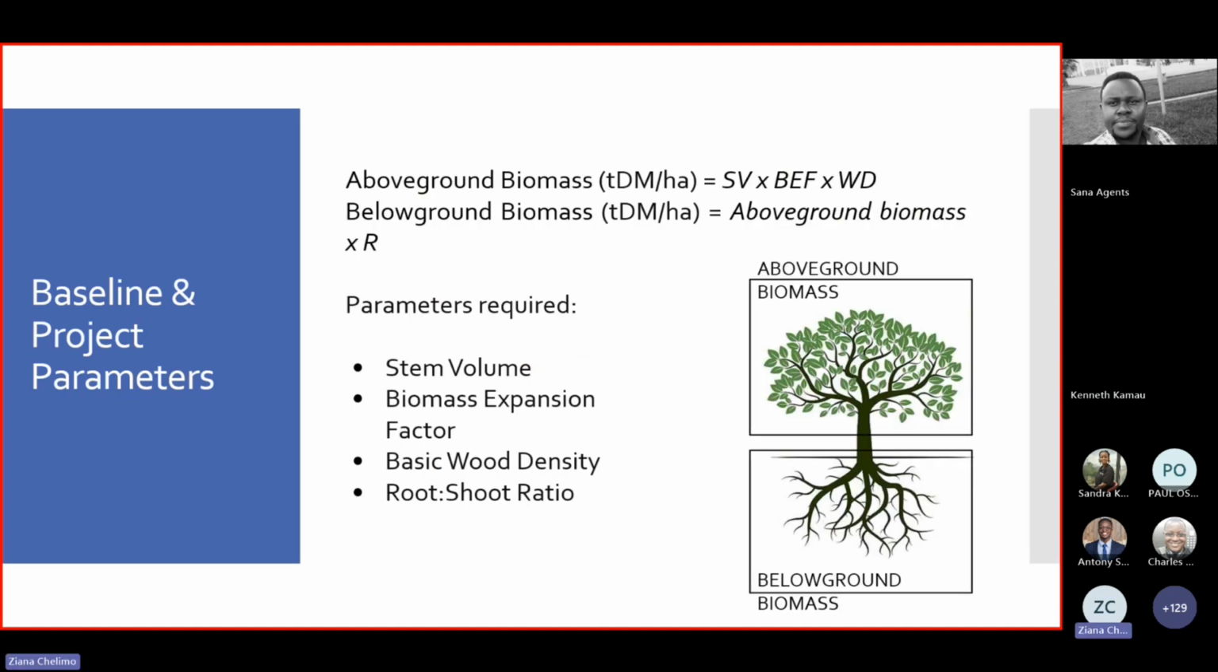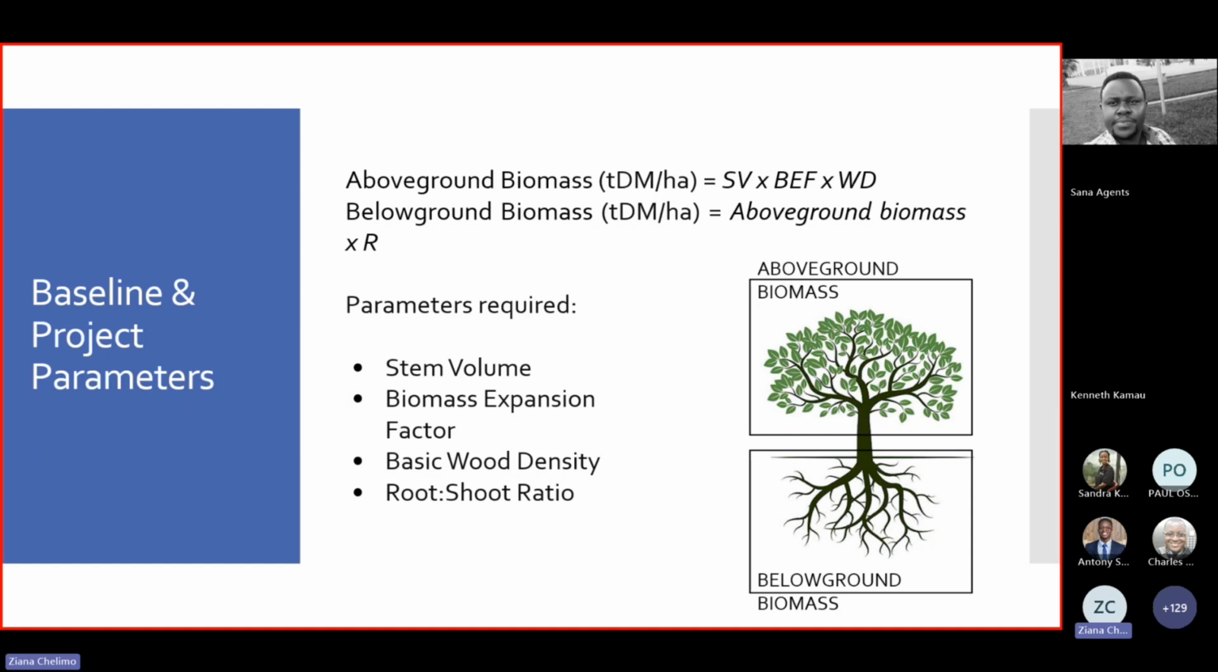So in order to calculate the above ground and below ground biomass, Carbon First has to monitor a subset of parameters, just as I've mentioned before. Some of these parameters include stem volume, which we'll abbreviate as SV. This refers to the total volume of the stems or trunks of trees in a modeling unit per hectare. This measurement is an essential parameter in forestry and carbon accounting, as it helps estimate the amount of biomass and carbon stored in the trees.